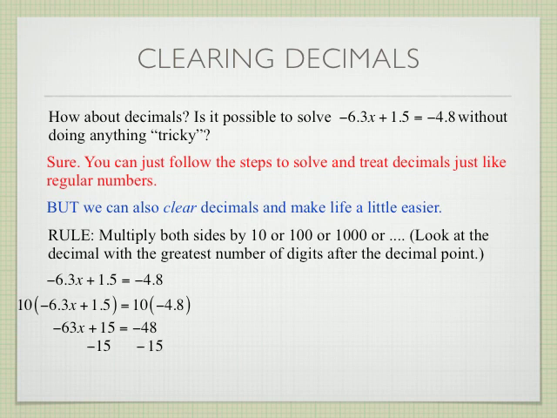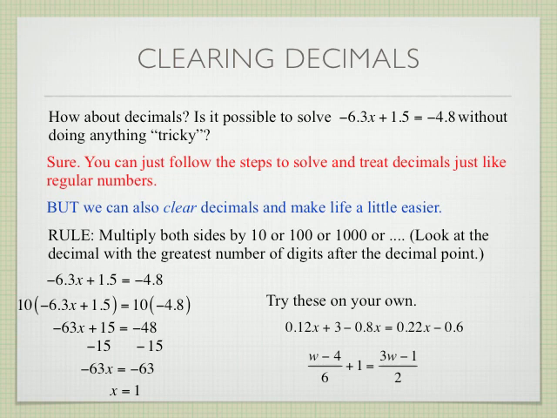Next step, we'll subtract 15 from both sides. So we have negative 63x equals negative 63. Divide by negative 63, so we get x equals 1. So let's try these ones on your own. Pause the video and then come back and see how you did.